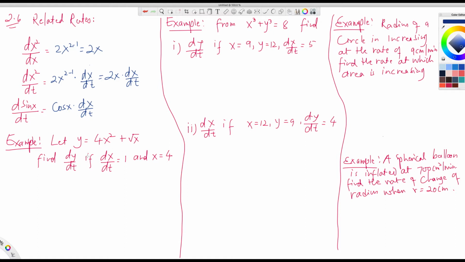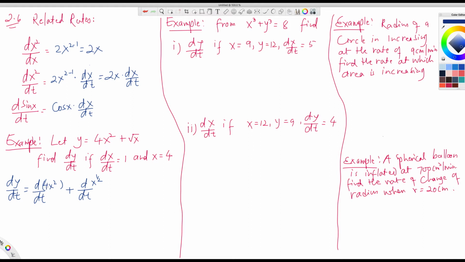Okay, let us see some examples. Let y equal 4x squared plus root x. Find dy over dt. You will need to differentiate with respect to t, if dx over dt is 1 and x equals 4. So how do I find dy over dt? You need to find d over dt of 4x squared, plus d over dt of root x, which is x to the 1/2.